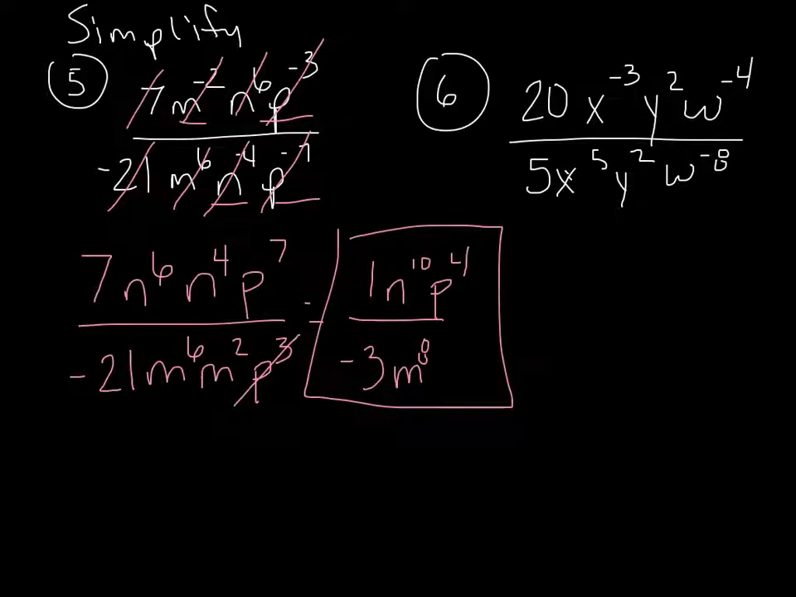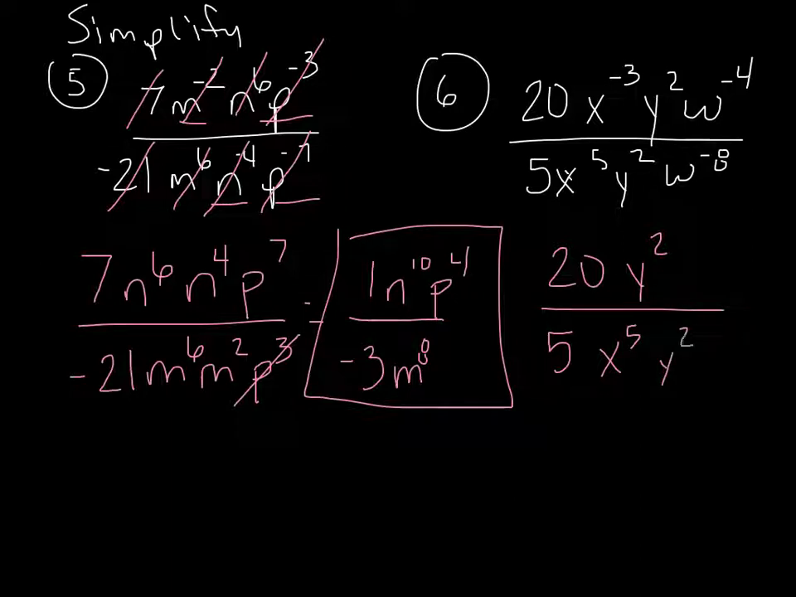4th, over 5x to the 5th, y to the 2nd, w to the negative 8. Let's move everything that's negative. So on top, we need to keep our 20. We need y to the 2nd on top. Okay, on the bottom, you need 5. You need to keep your x to the 5th, keep your y to the 2nd. Okay, this x to the negative 3 needs to go to the bottom as x to the 3rd.